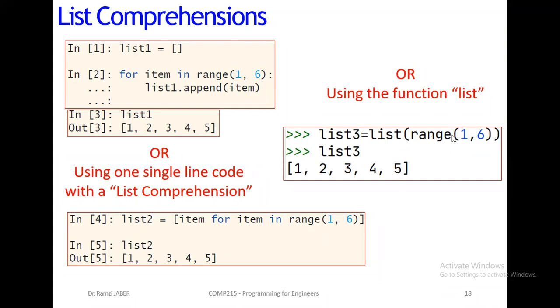It will convert this range from 1 to 5 to a list. The list function converts the range to a list. Here we have a conversion from range to a list. So we can do that also. We can use list comprehension, or the normal method, or the function list. Okay? Any question here? Good.